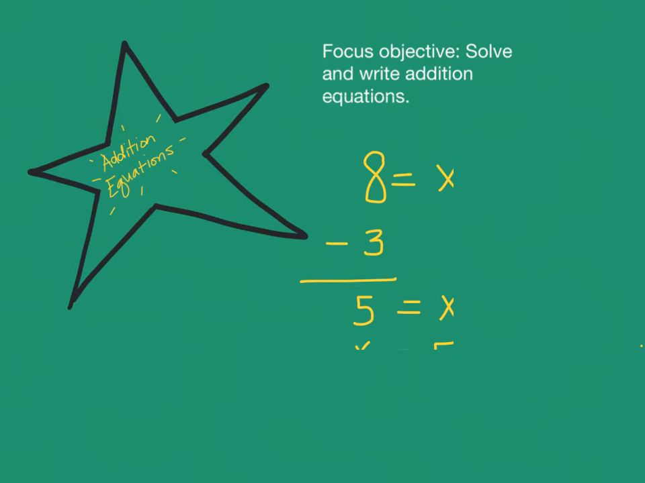To check our answer, we can insert it back into the problem: 8 equals 5 plus 3. 5 plus 3 equals 8. 8 equals 8, so our solution is correct.